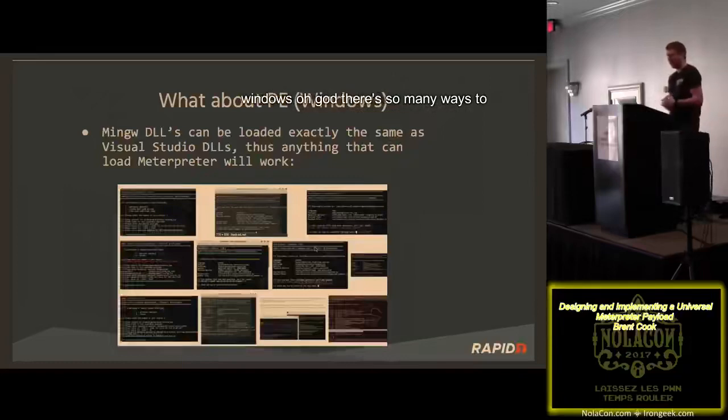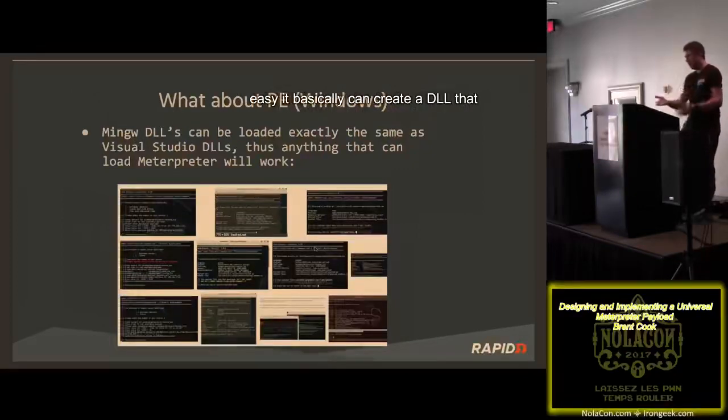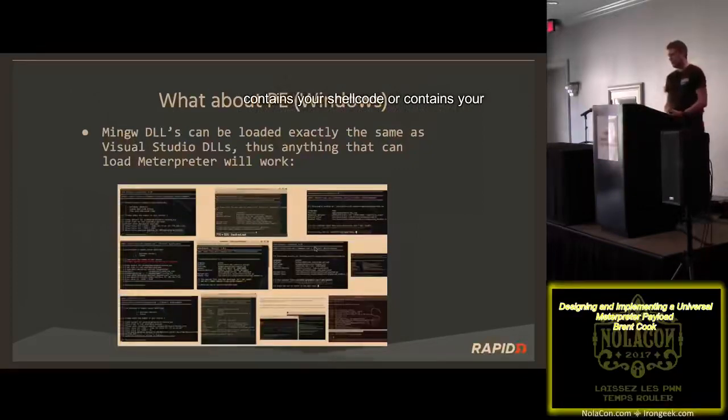What about portable executables on Windows? Oh God, there are so many ways to inject these, and it's actually really easy. You can create a DLL that contains your shellcode or your interpreter, and inject it in so many different ways. Dave Kennedy went through a few of those, talking about Unicorn and the different ways of doing encoding.